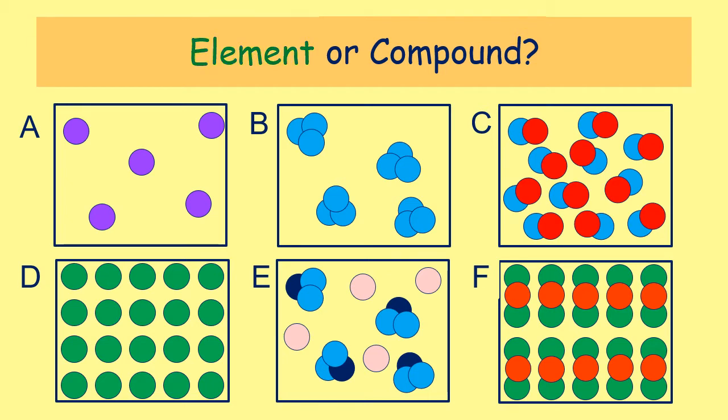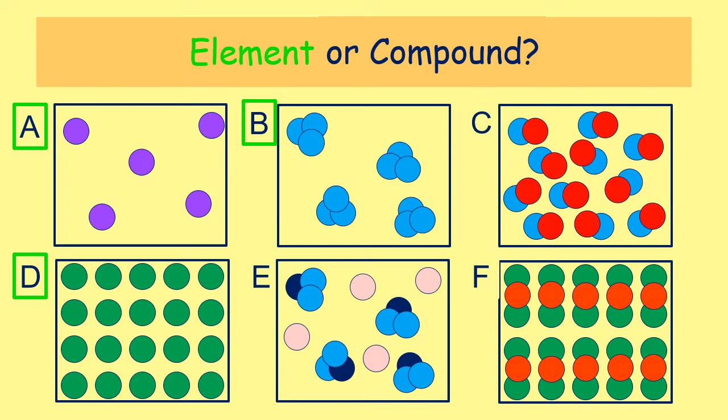The ones that are elements are A, B, and D. The reason why these ones are elements is because if you look inside the box, each one only contains one type of atom. So A only contains those purple atoms, B only contains those blue atoms, and D only contains those green atoms.